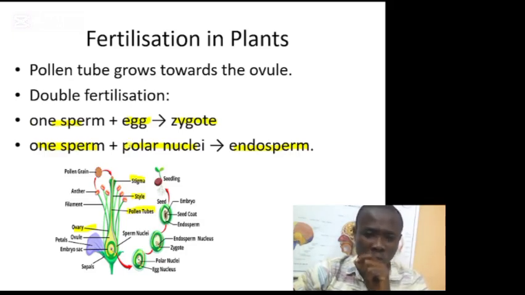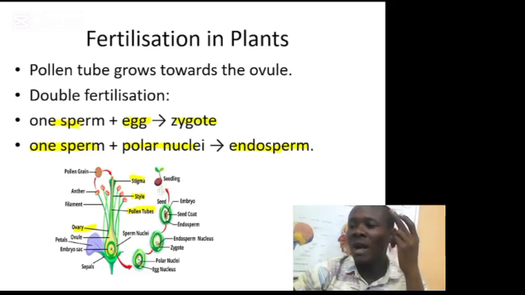So the two sets of chromosome in the polar nuclei and the one set of chromosome in the sperm cell, when they combine together, they give us three sets of chromosome. That's why the endosperm is called triploid cell. But the zygote is what? Diploid, because we just have one set of chromosome in the egg and one set of chromosome in the sperm cell. When this one and the other one combine, they give us two. So that's why we say the zygote is diploid in nature, but the endosperm is triploid in nature because it has three sets of chromosome.